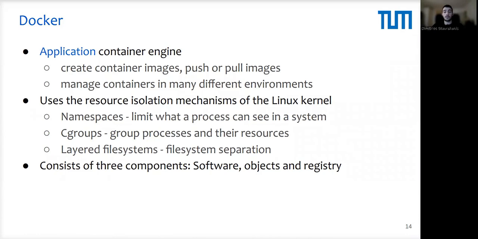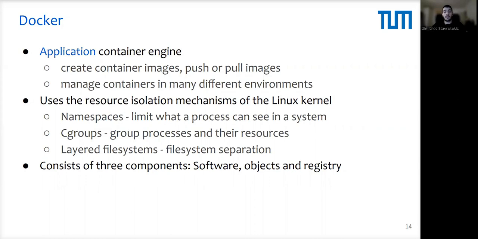To ensure isolation between containers, Docker employs resource isolation mechanisms of the kernel. To be more precise, Docker leverages namespaces in order to limit the visible system parts from within a process. It also uses control groups, or cgroups, to manage the resources assigned to each process. And finally, Docker makes use of the concept of a layered file system to perform a file system separation between the containers themselves as well as the host system.